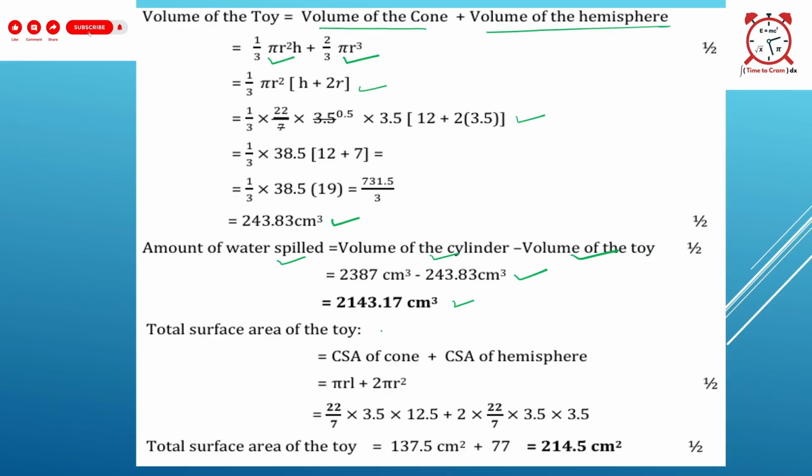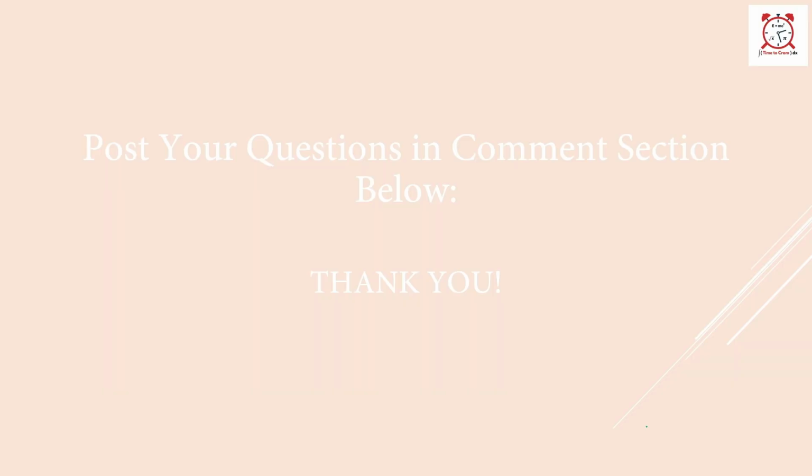Now let us calculate the total surface area of the toy. So the total surface area of the toy is the sum of two surface areas, the curved surface area of cone and the curved surface area of hemisphere. Their respective formulas are pi r L and 2 pi r square. So again, keeping all the correct values at the appropriate place, we will have the total surface area of the toy as 214.5 centimeter square.